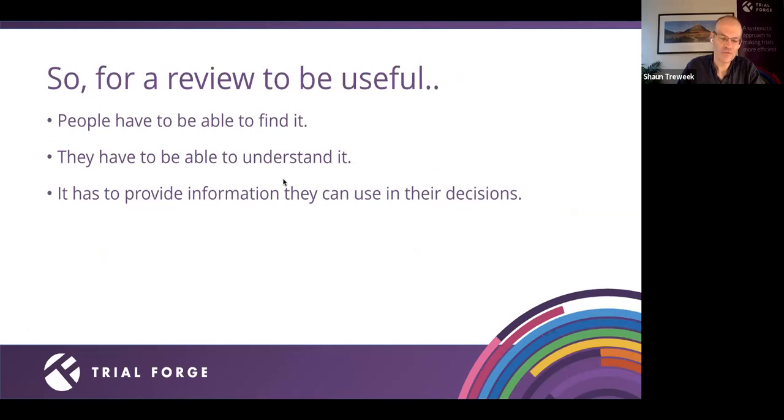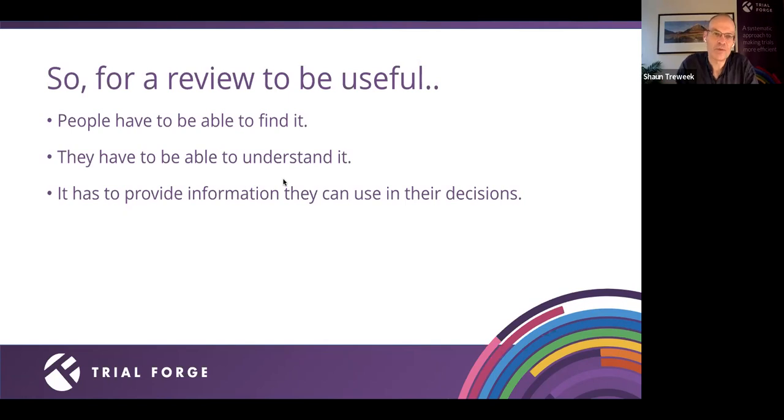So that also fitted into this narrative of there's something we're really not doing very well with regard to the dissemination of our work, that body of evidence that we're gathering in our reviews. So we sort of concluded that, okay, so for a review to be useful, people clearly have to be able to find it, and they have to be able to understand it, and it has to provide some information that they can actually use in their decisions. So that was a bit of a summary.